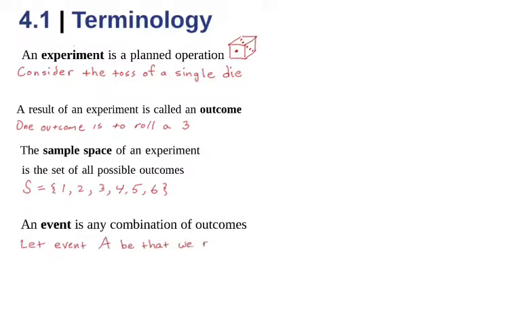An event could be any combination of outcomes, and there are many we could cook up. For this example, we could say let A be the event that we roll an even number. So we're going to be able to get a 2, a 4, or a 6 on rolling a single die.